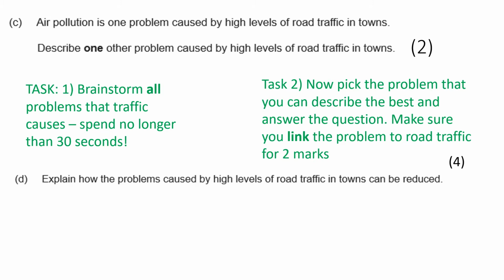For instance, if I was to take air pollution as an example, and you can't use this one, I would say air pollution is a problem because cars release carbon dioxide and carbon monoxide out of their exhaust pipes, and people breathe that in and it can cause respiratory problems, and that's linked to road traffic. Now that is a good description. I want you to describe the problem and make sure you link it to road traffic. Don't spend more than 2 minutes answering the question. Pause this now, do the question, and then unpause. 3, 2, 1, pause.